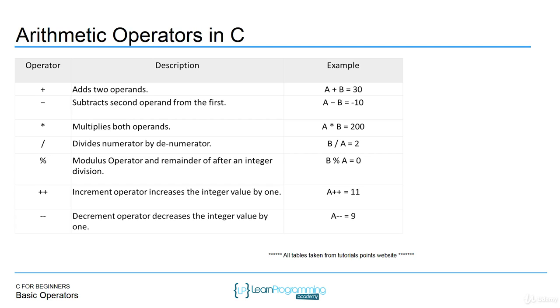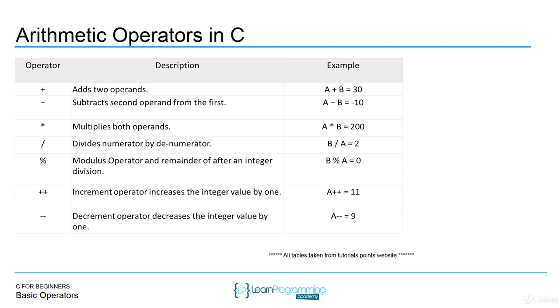Asterisk is for multiplication. Again, infix, in between operands. Division is the slash. Percent is the modulus operator. This is the remainder operator. So if you were to say a variable b percent a, what is that going to be equal to? If b was equal to 20 and a was equal to 12, the modulus operator would return 8, because that's the remainder of 20 divided by 12.